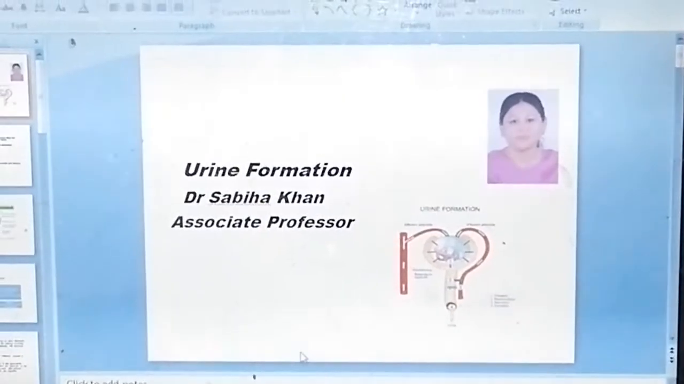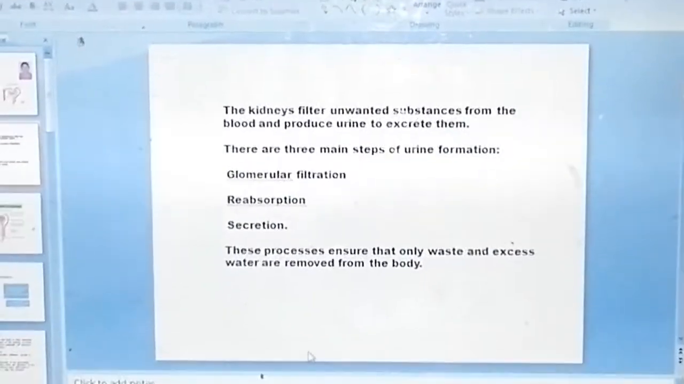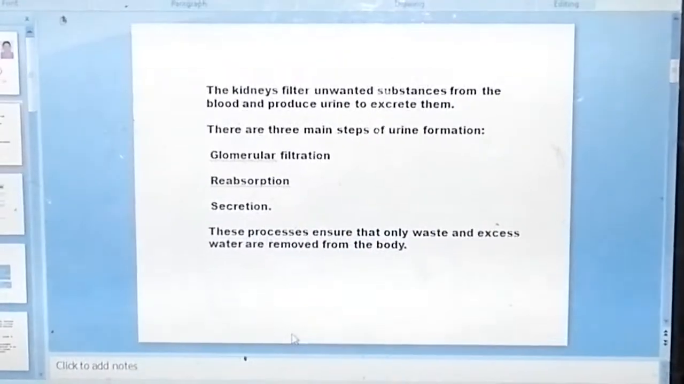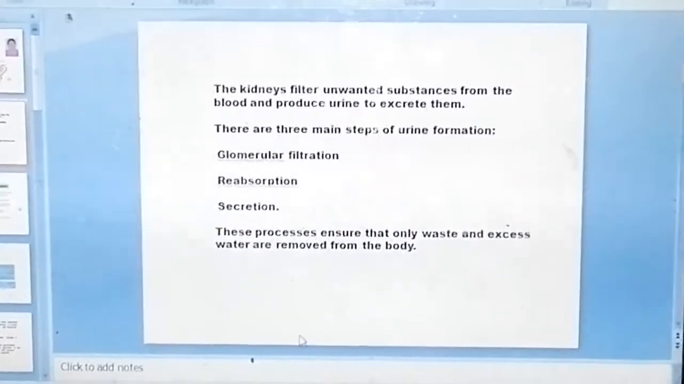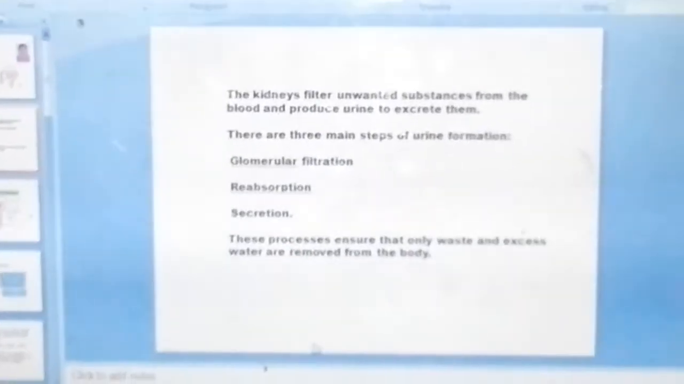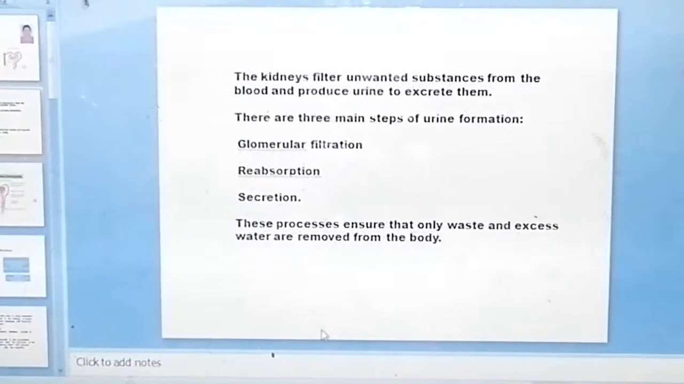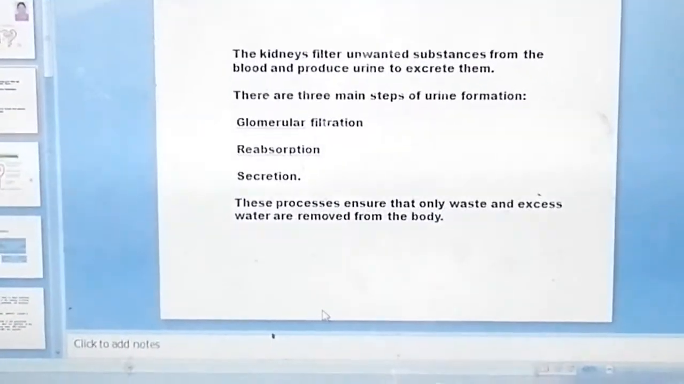Today I am going to explain urine formation. The kidney filters unwanted substances from the blood and produces urine to excrete them. There are three steps of urine formation. Number one is glomerular filtration, second is reabsorption, and third is secretion.